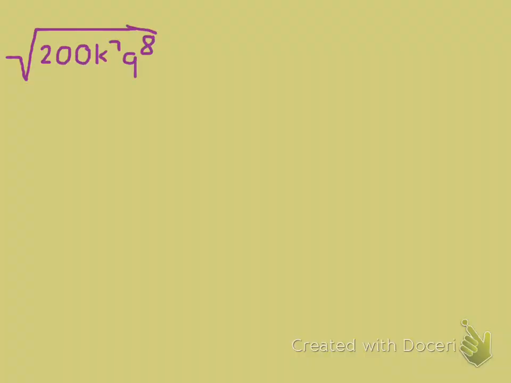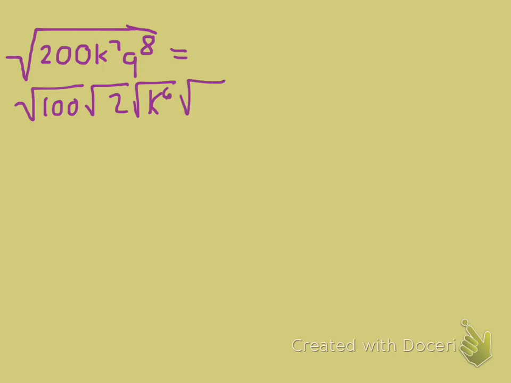So if we have the square root of 200, x to the 7th, q to the 8th, I'm going to show you kind of a long way to do this one. By our rules, we're allowed to take this and split it up. Root 200 can become root 100 times root 2. k to the 7th can be k to the 6th times k. And q to the 8th can just come along for the ride. So I use the product rule to deconstruct what I have here and turn it into smaller factors.